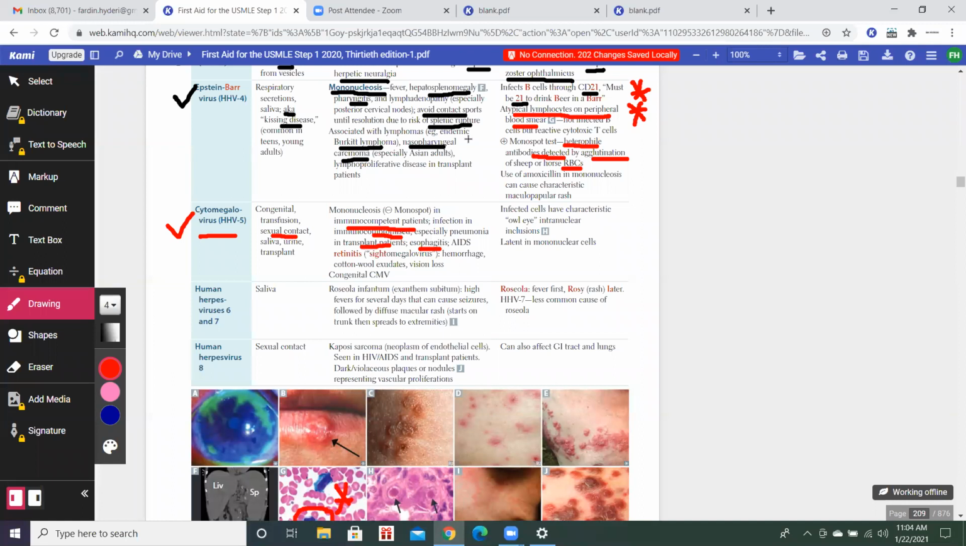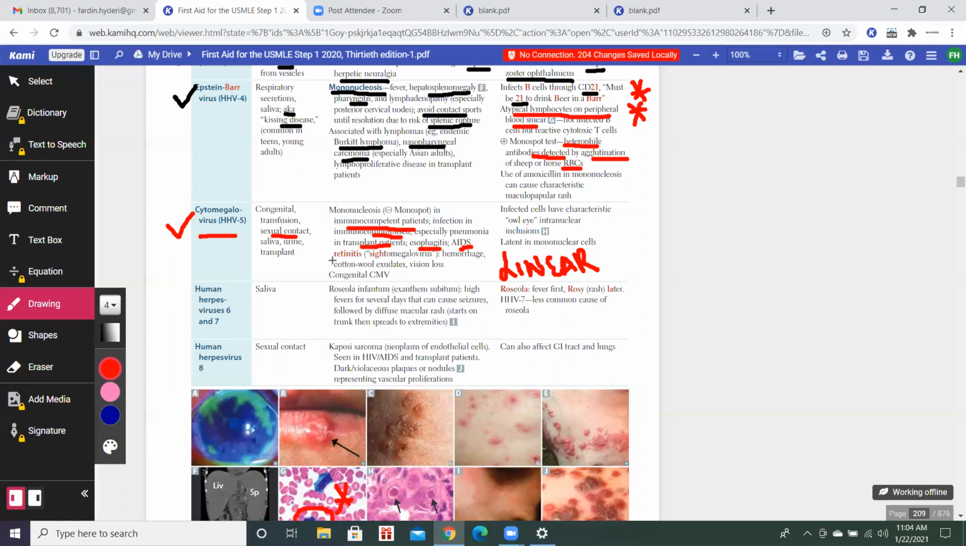Linear, okay, write it down. Linear esophageal ulcers in AIDS patient. Close your eyes and click cytomegalovirus, okay, and select cytomegalovirus. AIDS patient, it can also cause retinitis, that is CMV retinitis, okay? And it can also cause congenital cytomegalovirus infection, okay?